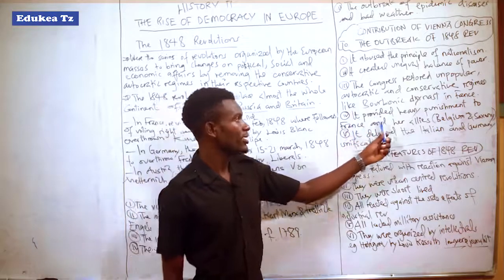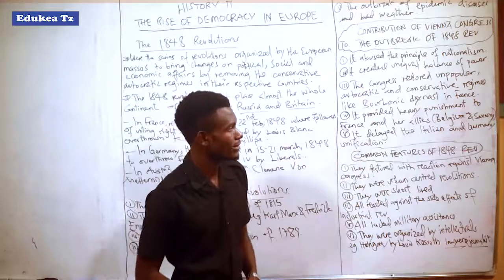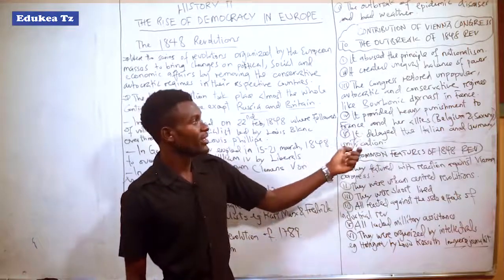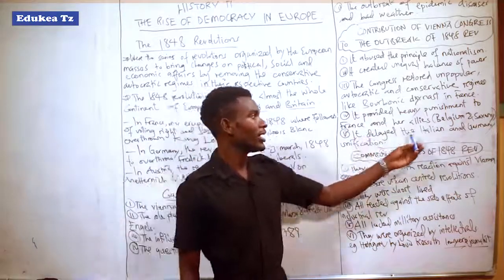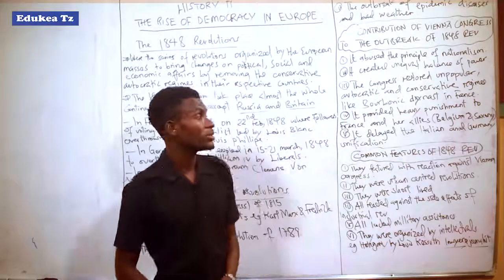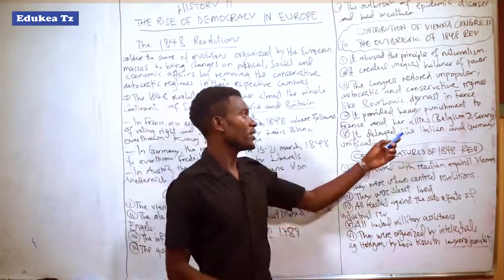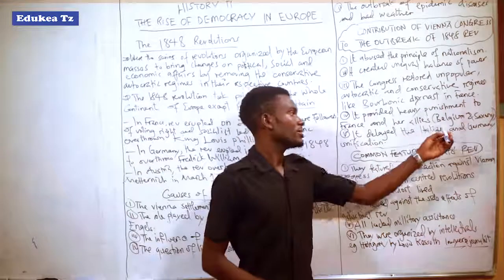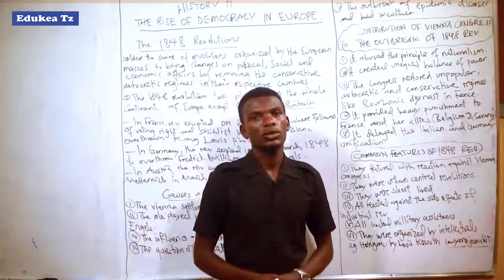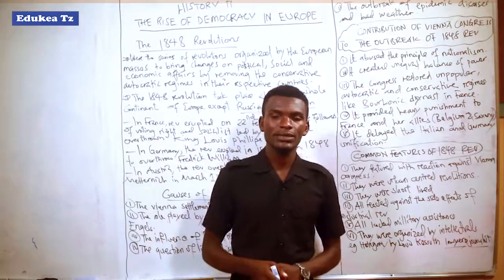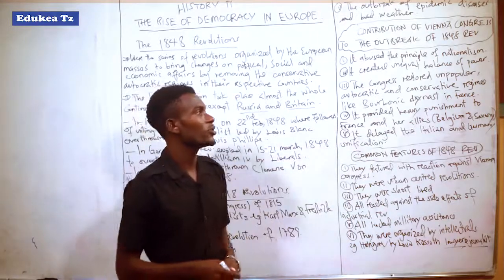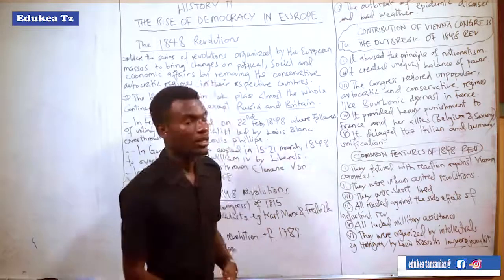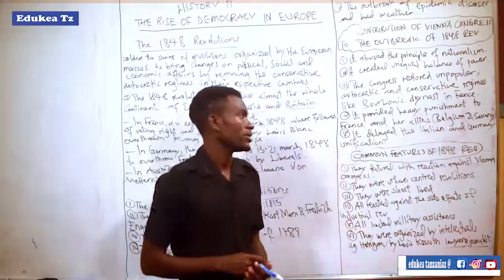Another contribution, it provided heavy punishment to France and allies. It means that the Vienna Congress provided heavy punishment to France and allies like Belgium and Saxony. So these were the supporters of France, and were punished heavily during the Vienna Congress, whereby those nations lost their possessions, and those possessions were distributed to other European nations, especially under foreign domination, under Clemens von Metternich of Austria.